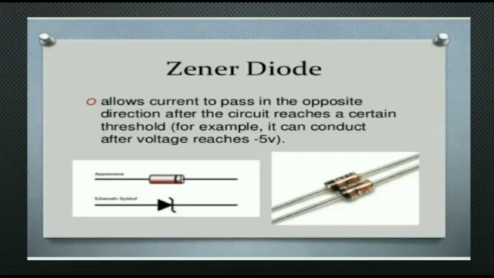Next is the Zener diode. This is the exact picture of the Zener diode, and this is the circuit symbol for the Zener diode in circuits. This Zener diode allows current to pass in the opposite direction after the circuit reaches a certain threshold value. So what is a Zener diode? A Zener diode is a device that allows current to pass in the opposite direction. That's all.